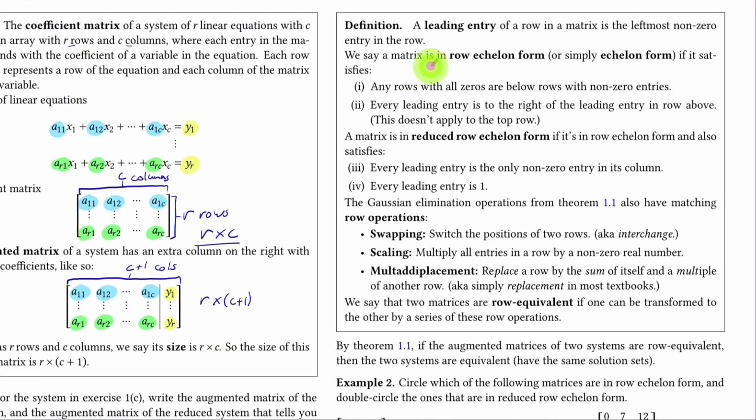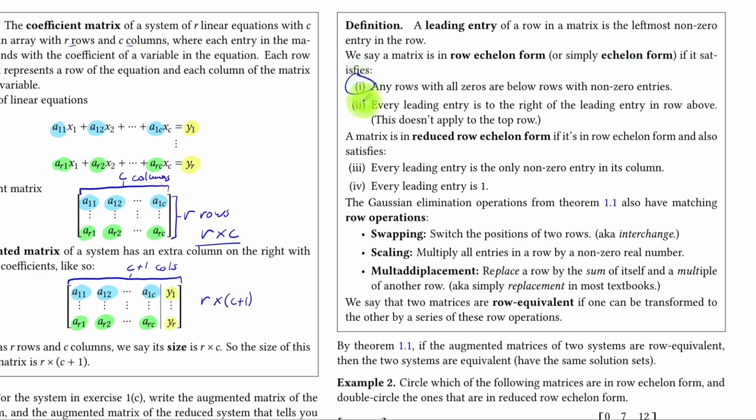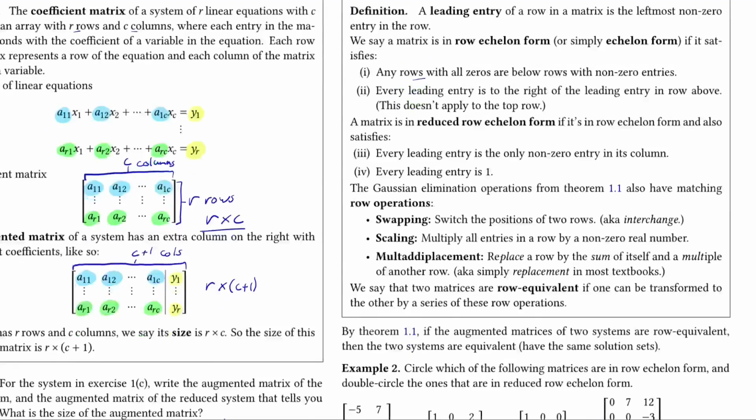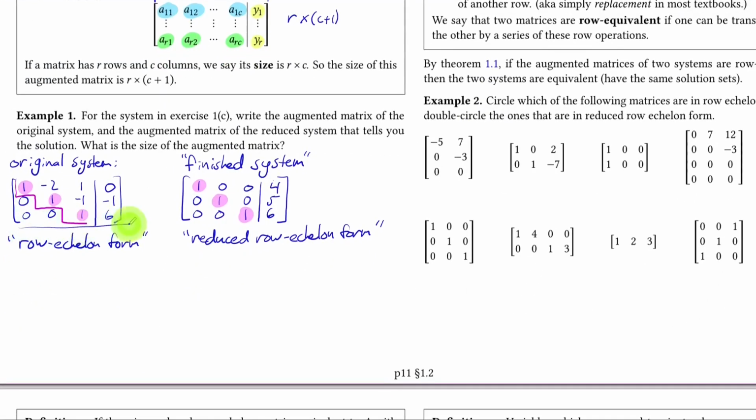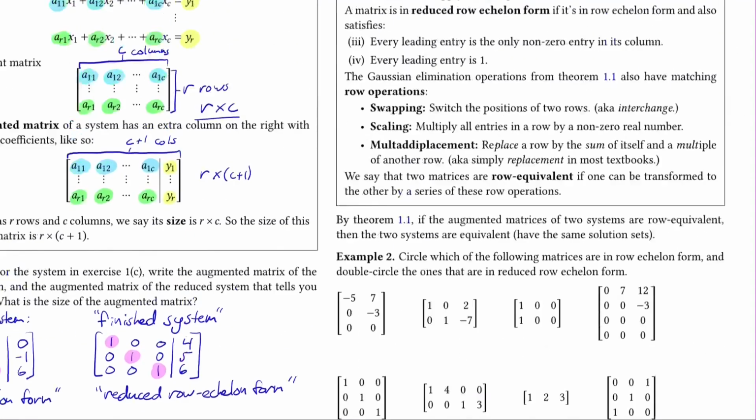So we say a matrix is in row echelon form, or sometimes just echelon form, if it satisfies these two properties. Property 1 is that any rows with all zeros are below rows with non-zero entries. So we don't have any rows with all zeros here, so that was done.